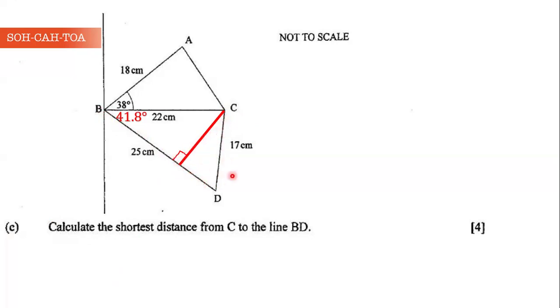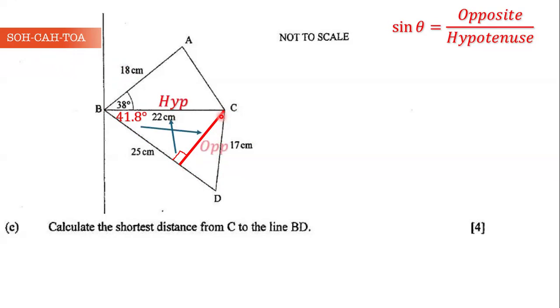Now, we already know that this is 41.8 degrees. And so in order to figure out this line, the same red line, we're going to use trig ratios. In fact, we're going to use one of the trig ratios. But first, let's label our sides.